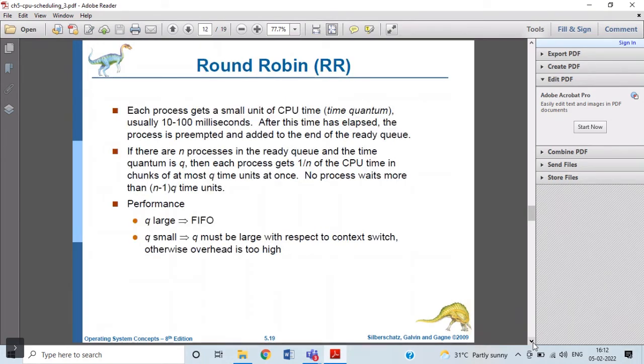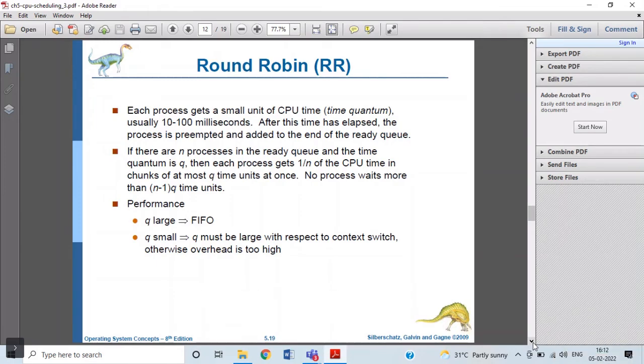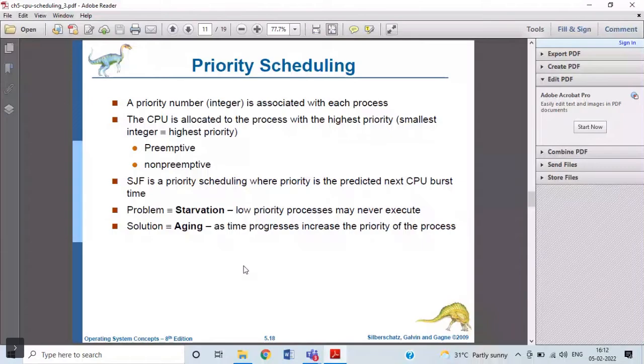Ma'am, can you explain aging once again? Okay. Do you understand the problem of starvation? Yes, ma'am. Aging is that we wait for some time for the low priority processes to execute. If the low priority processes are not executing for a long time, we should change the priority of the low priority processes so that they also get executed.